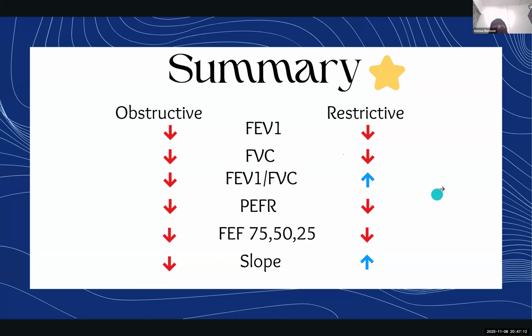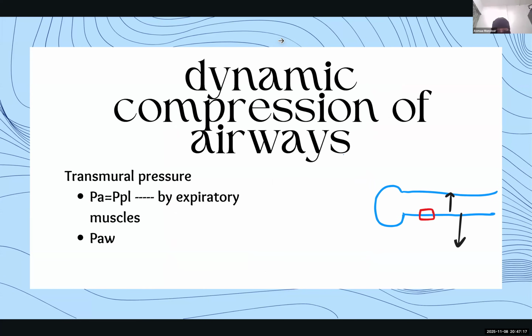Okay, now let's come to the dynamic compression of the airways. It is a topic that depends on the transmural pressure, or the pressure across the airway wall itself. And we talked about how the transmural pressure depends on the expiratory muscles, it depends on the lung alveolar pressure, and it depends on the lung recoil.